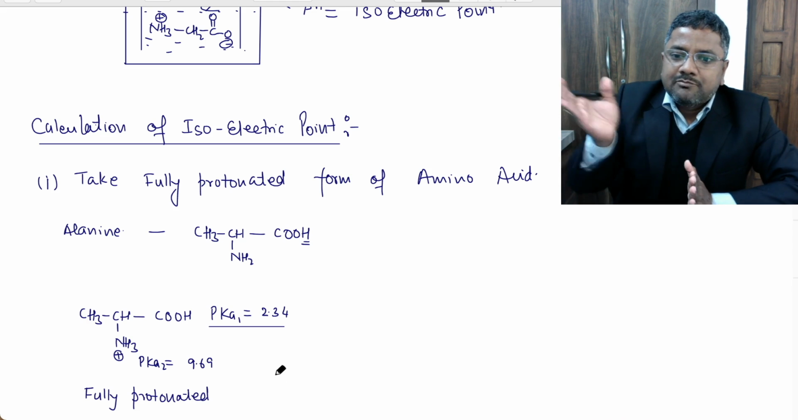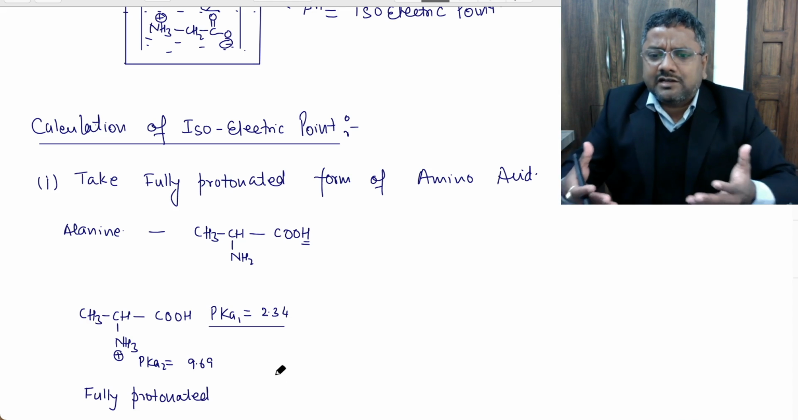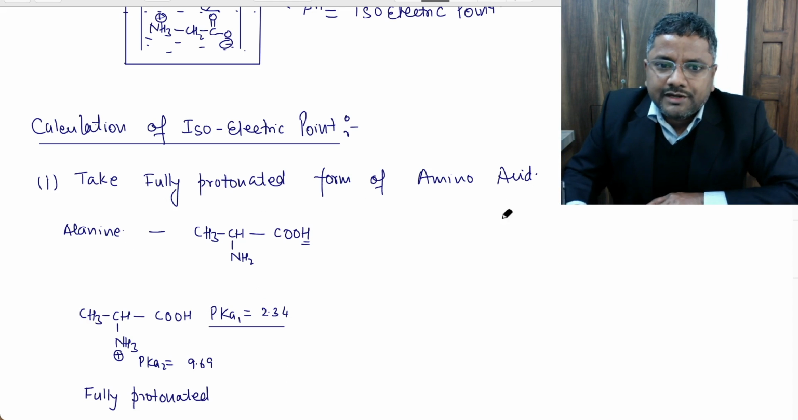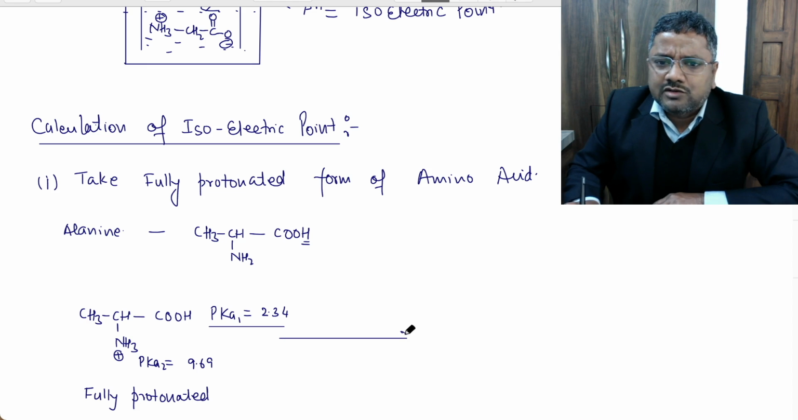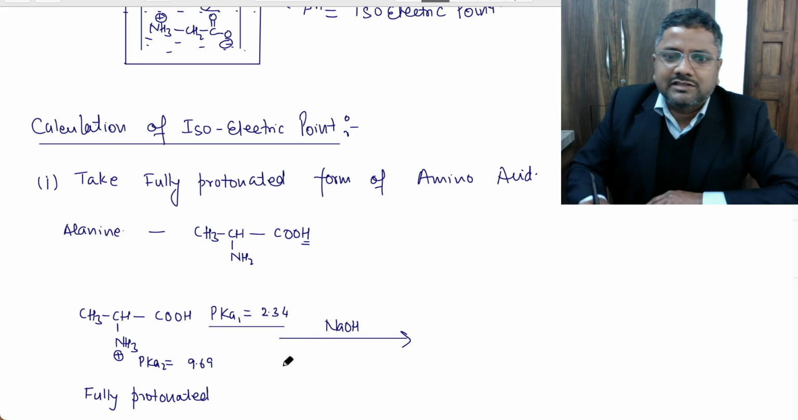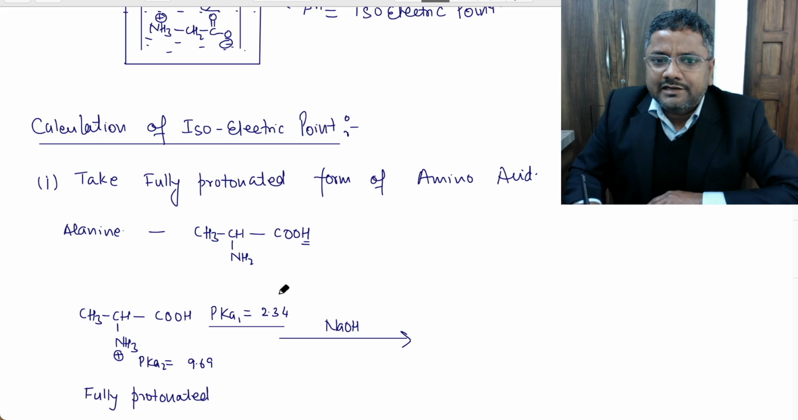Actually, this is a method of calculation basically. So take the fully protonated form and now start titrating this with NaOH. There is no need to bring the test tube and burette and pipette to titrate, you can just assume that you are titrating with NaOH. So if you are adding NaOH drop by drop, what will happen? Does this proton release first or this proton release first?